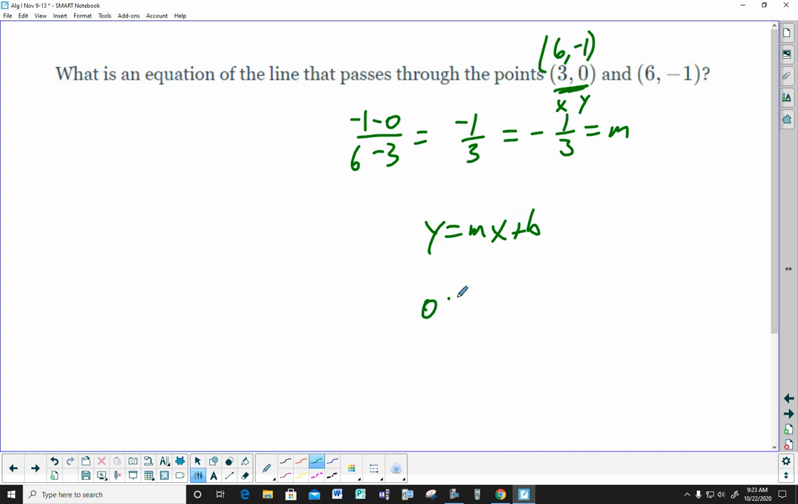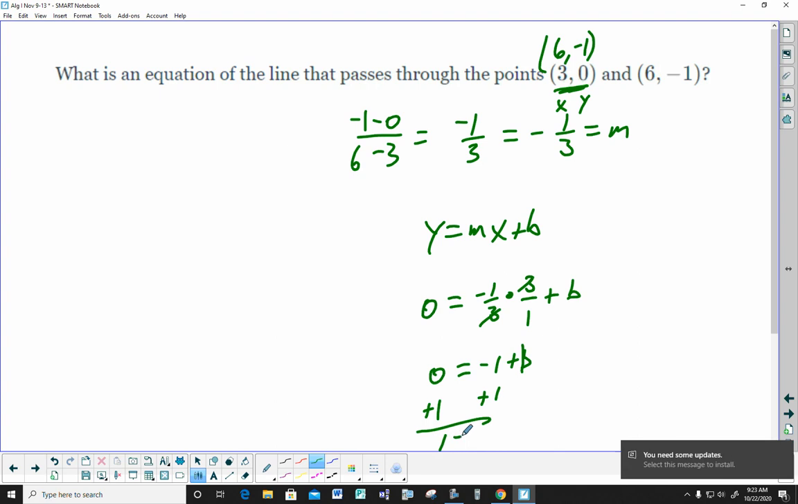So I have 0 is equal to, the slope is -1/3 times the x value, which is 3. I'll put it over 1 to help line things up. The 3's cancel out. So I have 0 is equal to -1 plus b. So then I'm going to add the 1 to both sides. And I got 1 is equal to b. So 1 is equal to b.